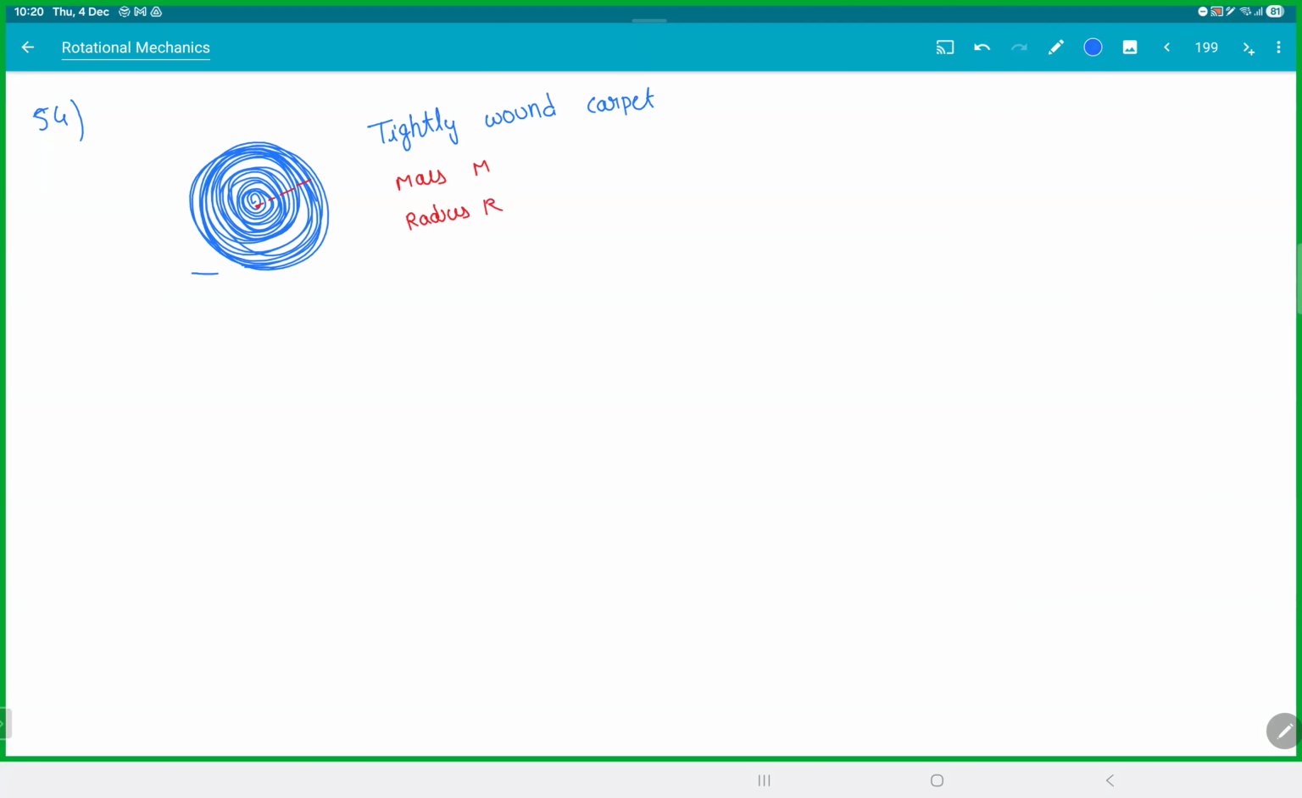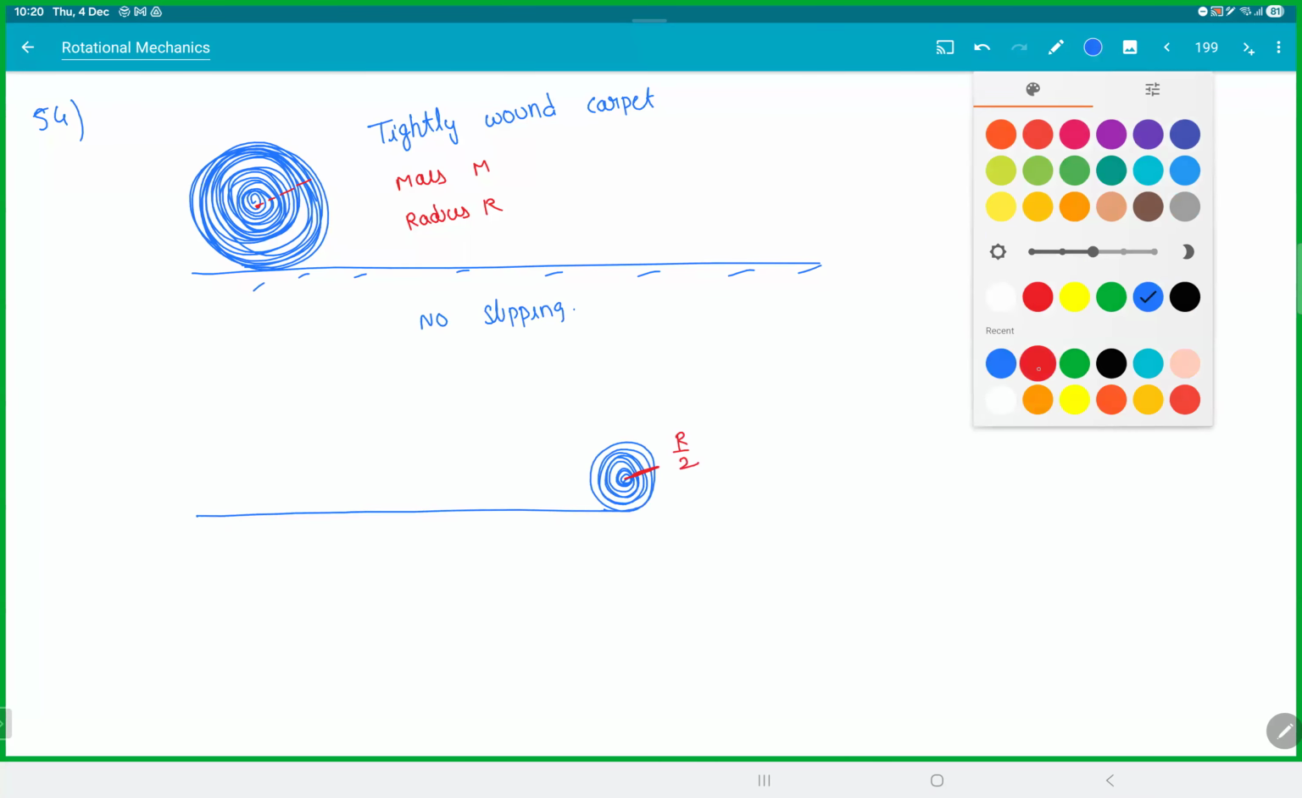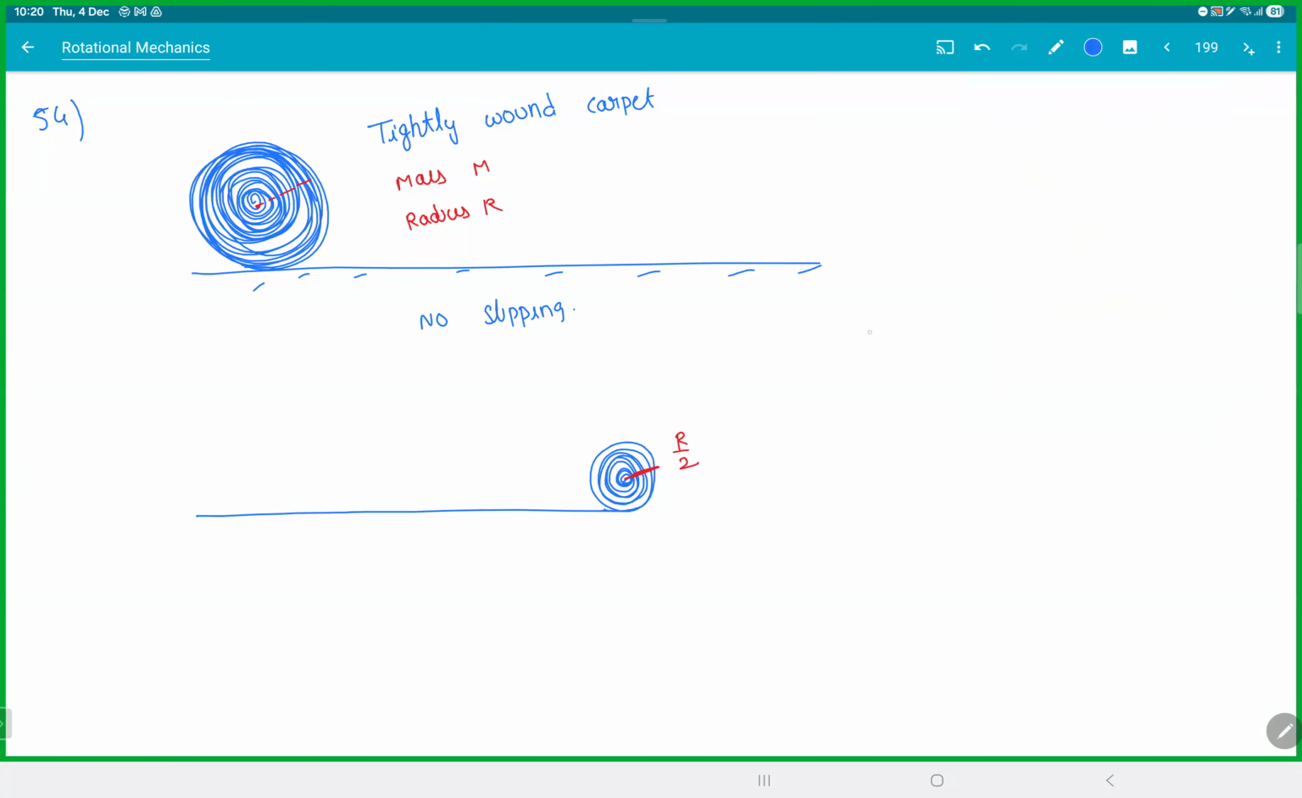And then what happened? This carpet started rolling on the floor. There is no slipping. So as the carpet started rolling on the floor, you know what will happen. The radius becomes smaller. The radius becomes R by 2. Find the speed of the carpet when the radius becomes R by 2.